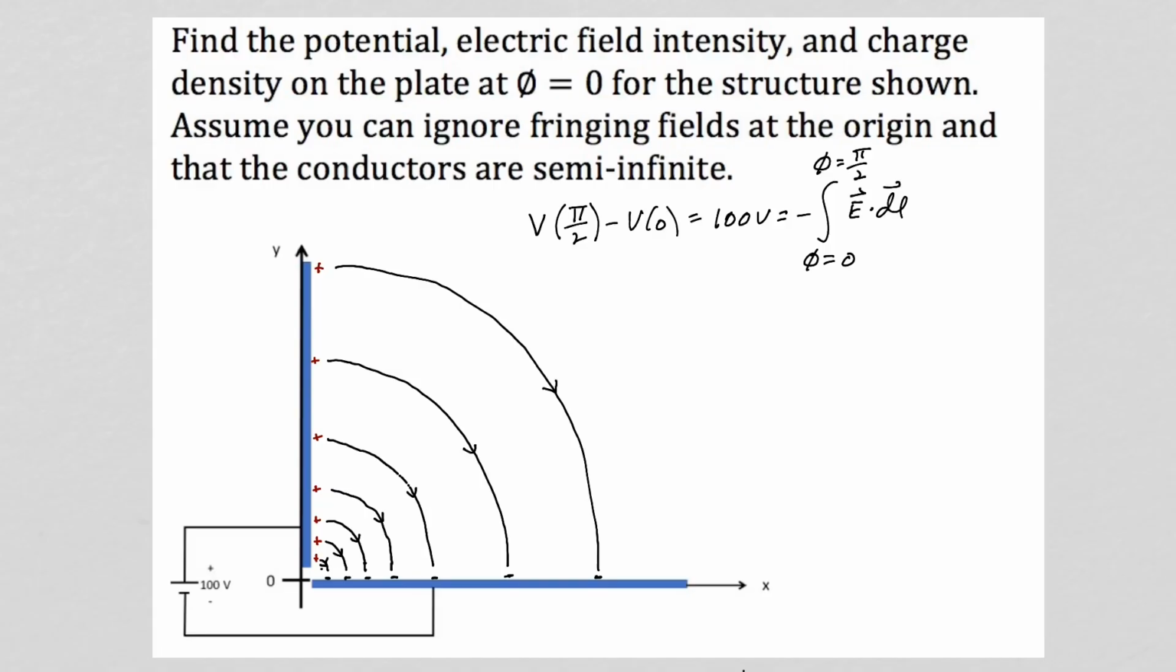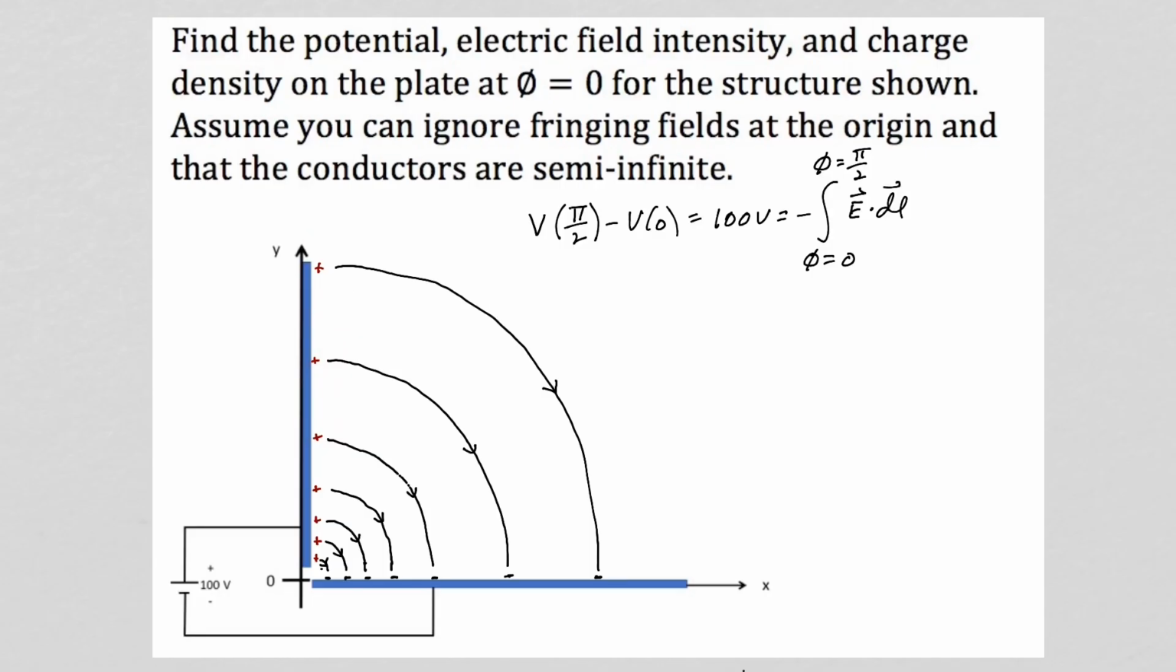For a small rho, you're traversing a much smaller path length than for a large value of rho. So the electric field intensity has to decrease as rho increases, so you get the same potential drop. And since decreasing charge density leads to decreasing electric field intensities, that's why the charge density decreases as rho increases.